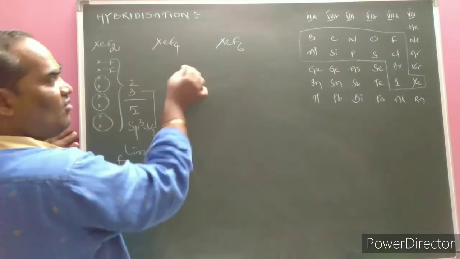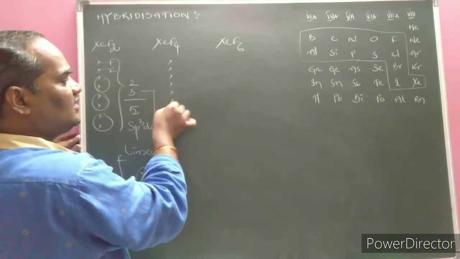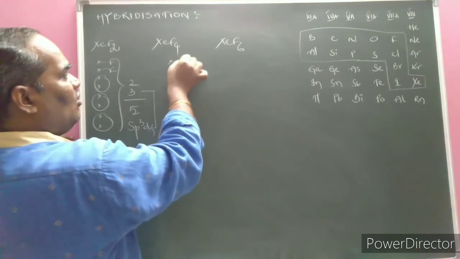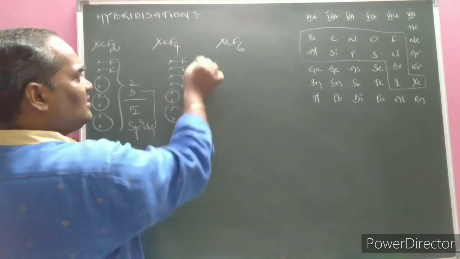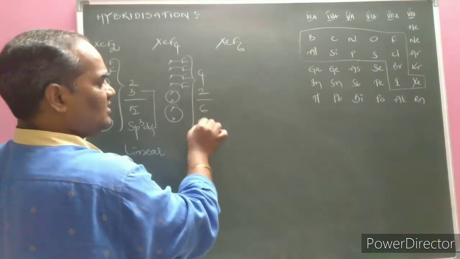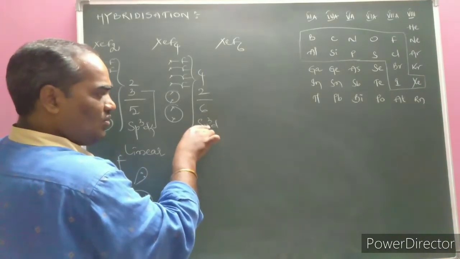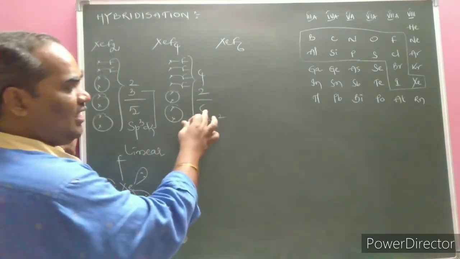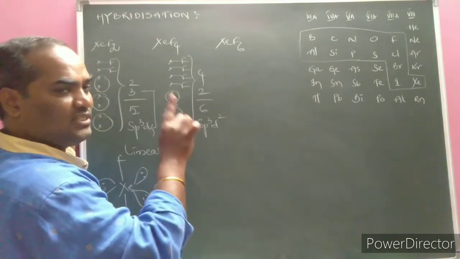Next one, xenon tetrafluoride. Xenon belongs to group 18, so 8 valence electrons. How many fluorine atoms are present? Here it is 4. Sigma bonds are 4, lone pairs 2. Total is 6. Hybridization is sp3d2: p3 total 4, and d2, so total hybrid orbitals are 6. Hence, in sp3d2 hybridization, the 6 orbitals are there.